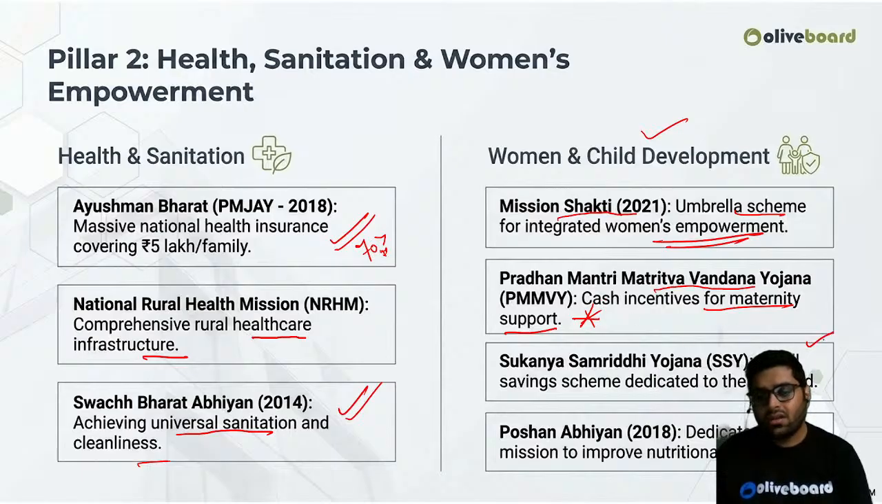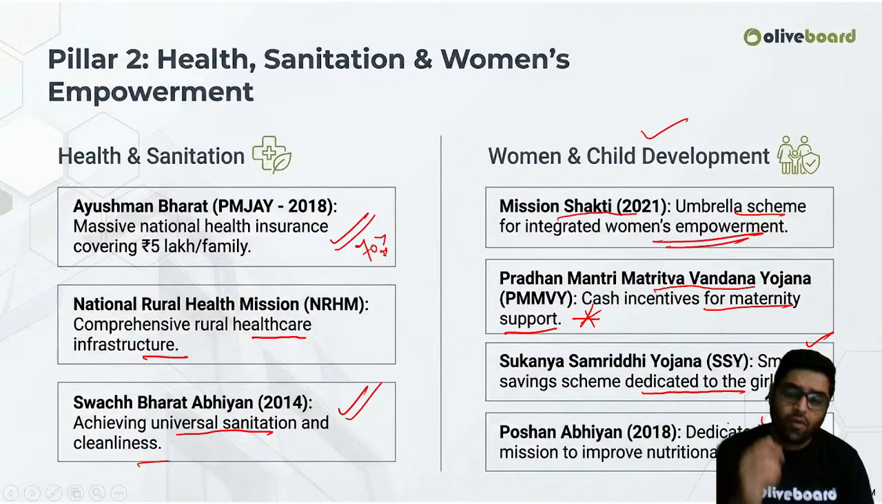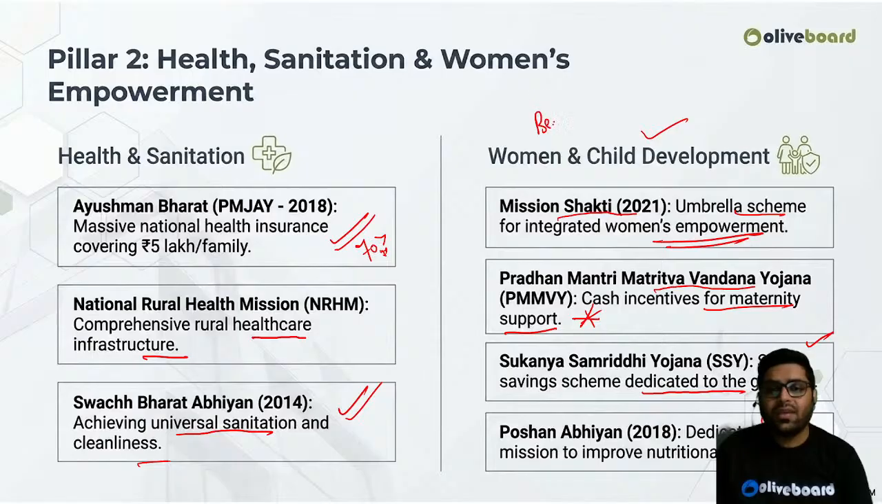Sukanya Samriddhi Yojana, a small saving scheme for the girl child. Poshan Abhiyan was there. Beti Bachao, Beti Padhao was there. Correct. So these are some of the most important schemes. Beti Bachao, Beti Padhao, very, very important.